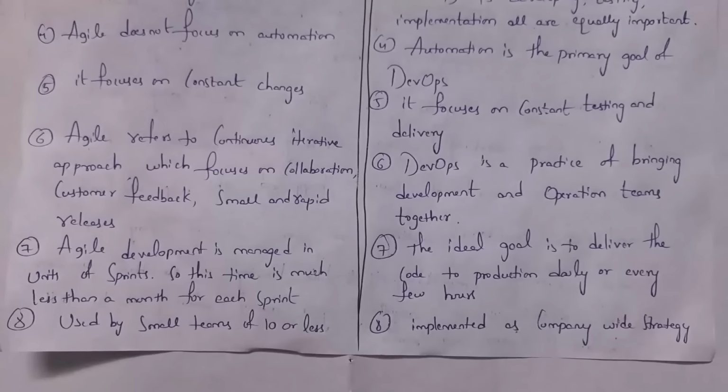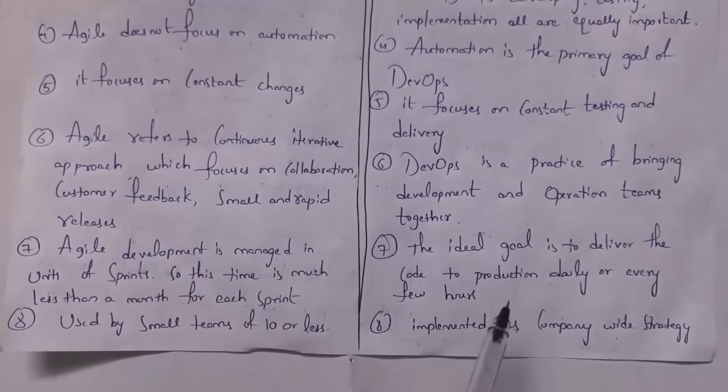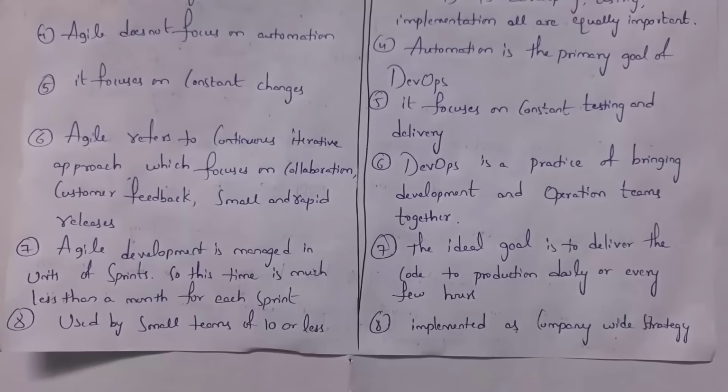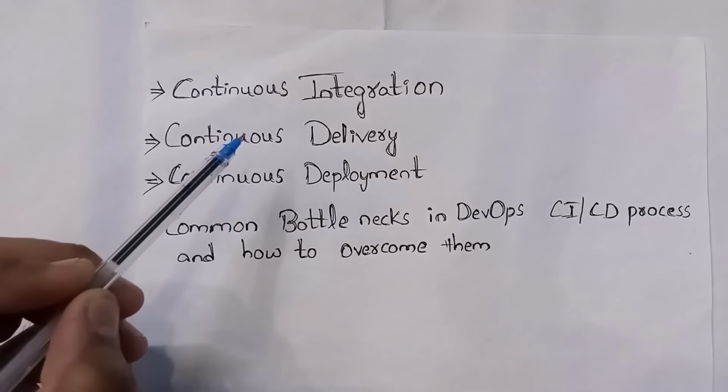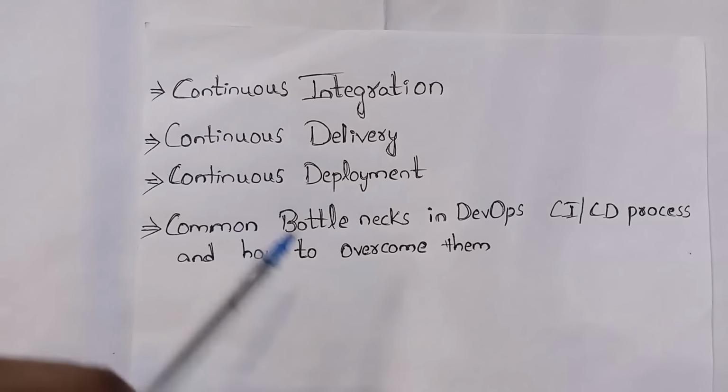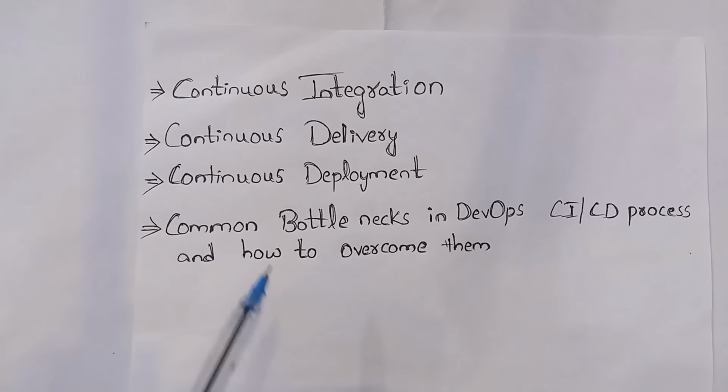Agile will use a very small team, approximately 9 to 10 members. Whereas the entire company will follow DevOps. So DevOps is a company-wide strategy. These are the differences between Agile and DevOps. Next I will explain continuous integration, continuous delivery, and continuous deployment in DevOps. And also I will explain common bottlenecks in the DevOps CI/CD process and how to overcome them.